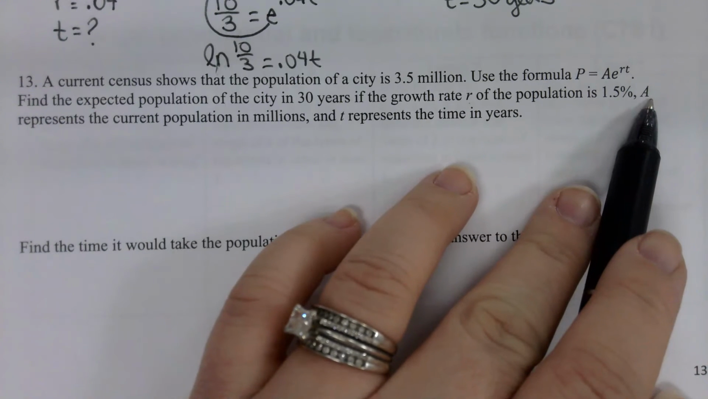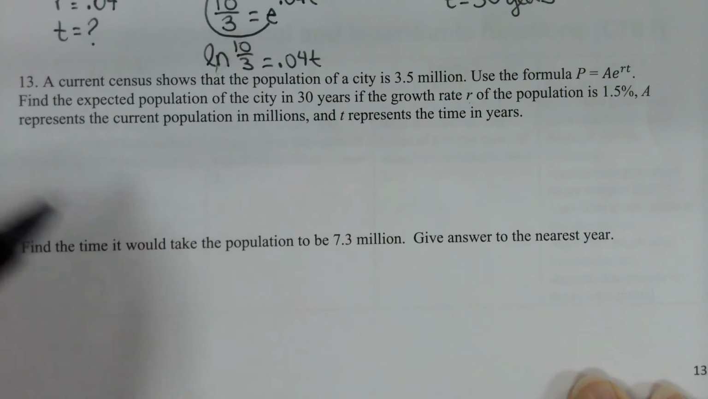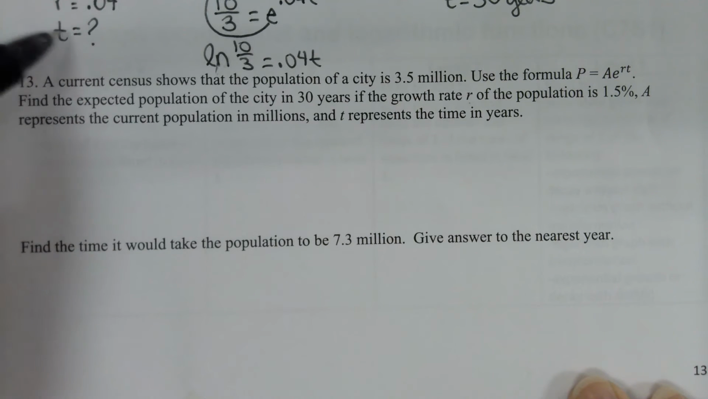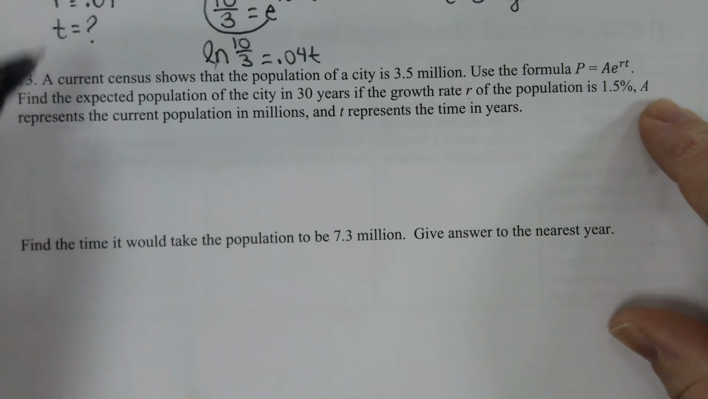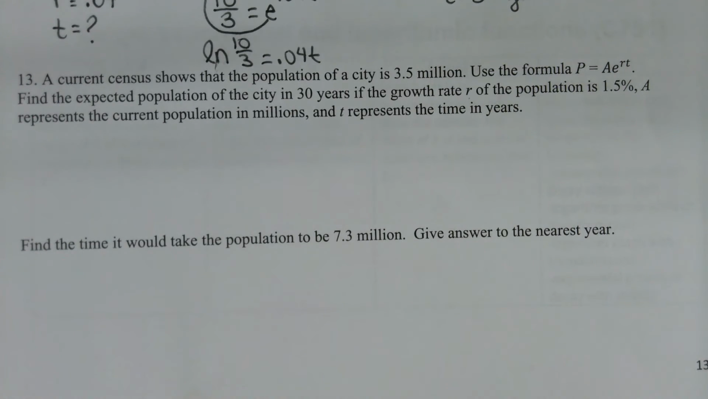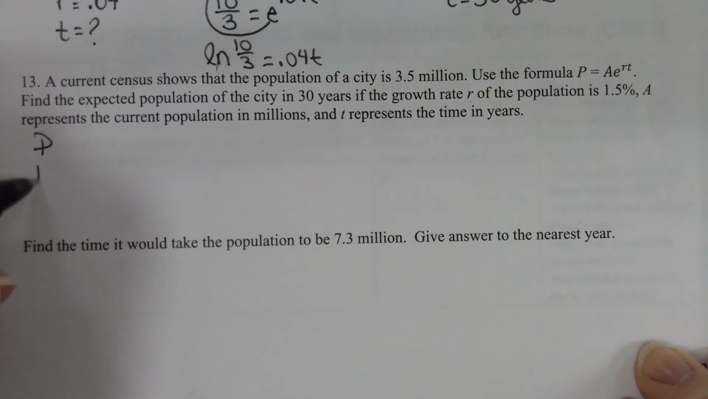But this time it says that A is our current population. This is different than what we just saw in our finance problem, where A is the final account balance. This time A is my starting number, and P is going to be what we're looking for, or what our population is at any given time. So this time I have P and A, R, and T.